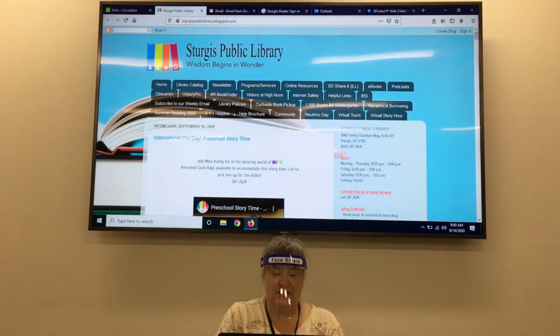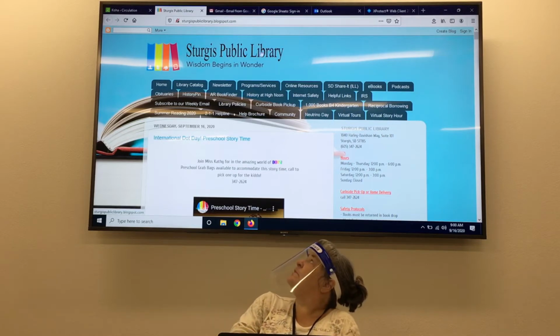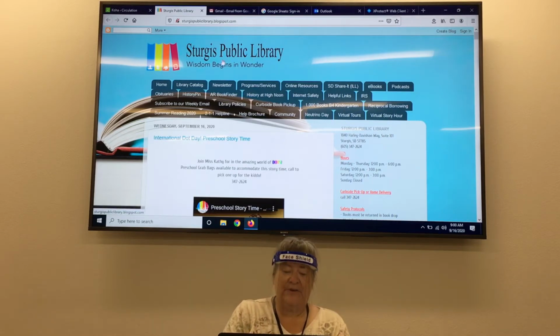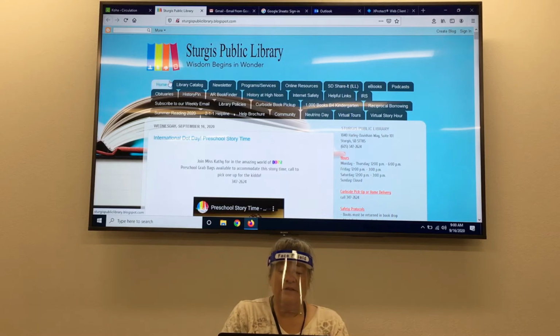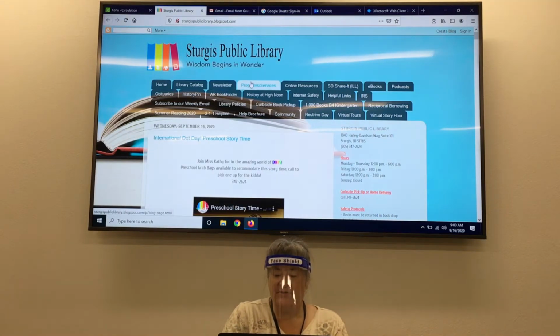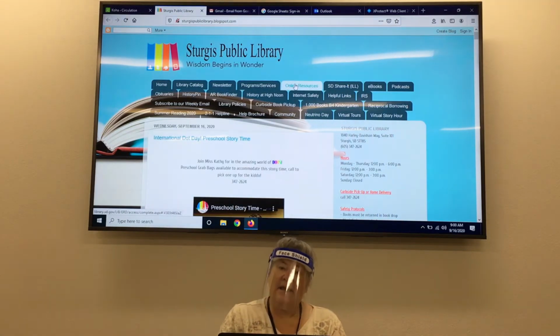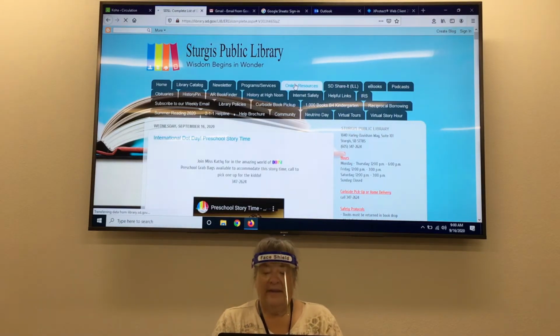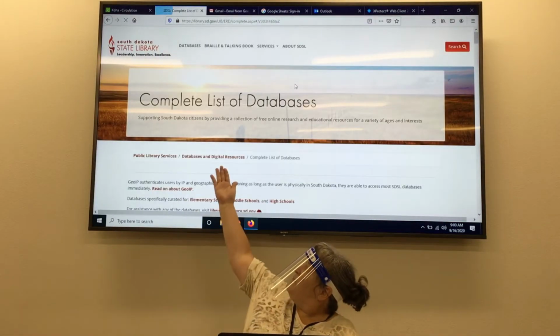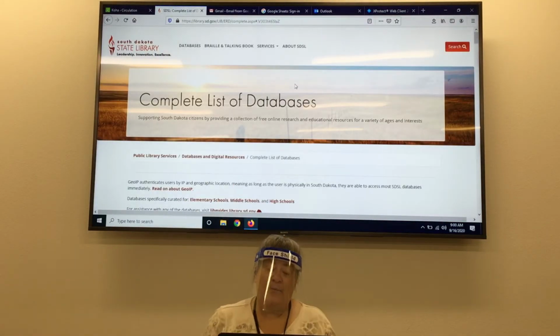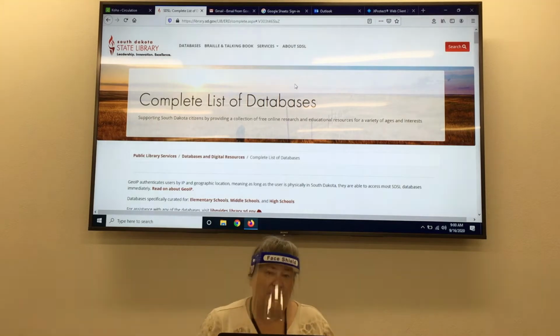Now, let's see. Sturgis Public Library, do you see where I'm highlighting that? Moving my hand around, my pointer finger around. Down here on the tabs, we have Home, Library Catalog, Newsletter, Programs and Services, Online Resources. I'm going to click on the Online Resources tab. And it should bring us up to the South Dakota State Library complete list of databases.